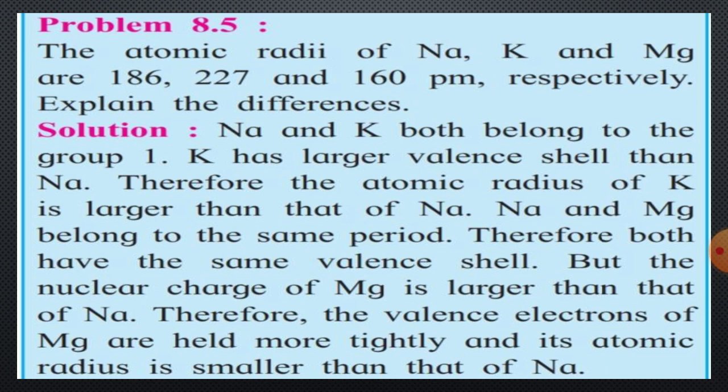So here student, in comparison between sodium and potassium, potassium has a higher atomic radius as compared to sodium, as the valence shell of potassium is more than that of sodium. While in comparison between sodium and magnesium, sodium has a larger atomic radius than magnesium because the nuclear charge of magnesium is larger than that of sodium, and hence the valence electrons of magnesium are held more tightly and its atomic radius is smaller than that of sodium. Hope you all have understood.